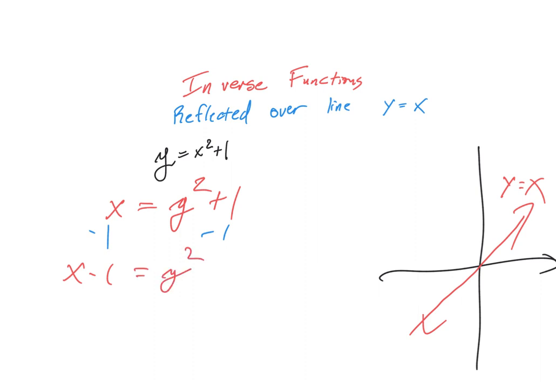And then I need to get rid of the square, and the inverse operation of squaring is square rooting. Since I had something that was squared, that means anything for y, whether positive or negative, works because it gets squared first. A negative squared is positive, and then you take the square root, it's also positive. So what I would have is y will equal plus or minus the square root of x minus 1.